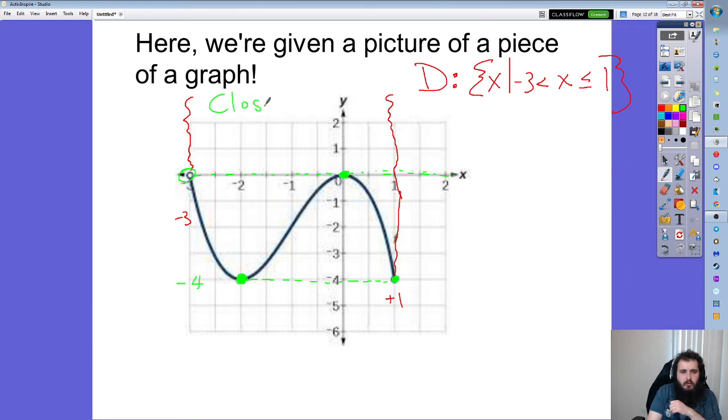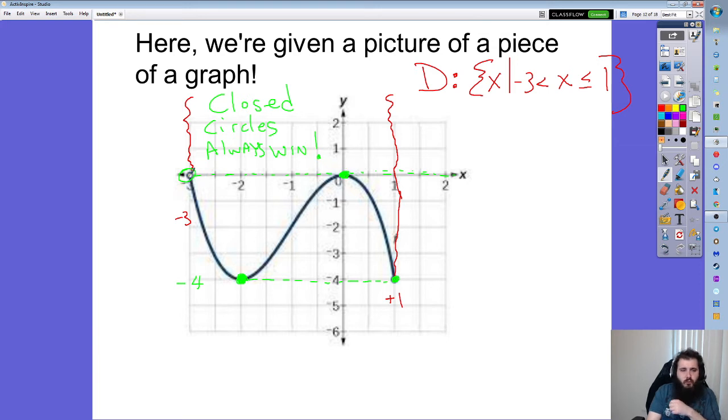Closed circles always win. So if ever you're stuck in a situation like this, where the highest point has two of them, and one of them's open and one of them's closed, well, what do you do? Always closed.